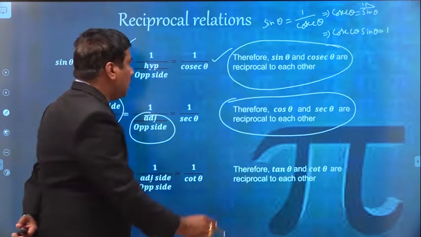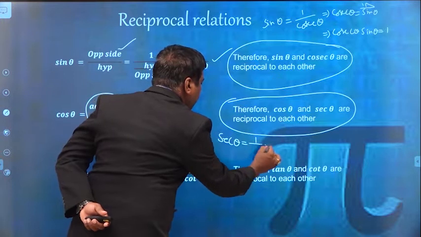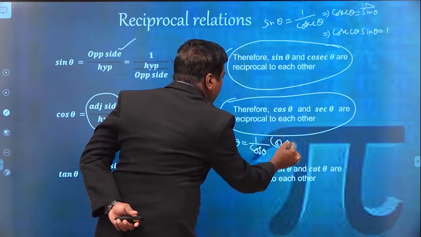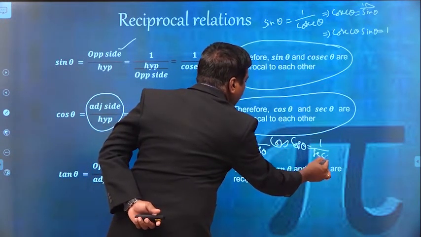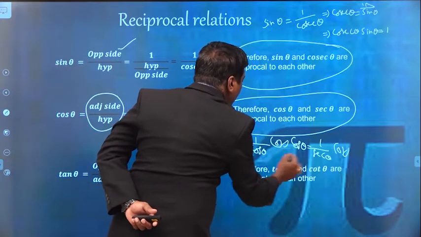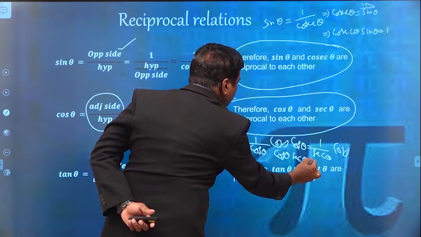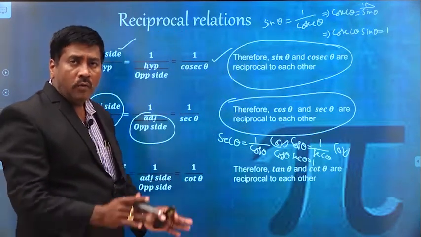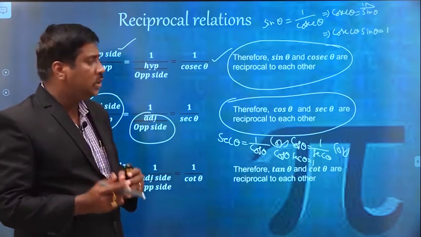The meaning of this is that secant theta is 1 by cos theta, or simply cos theta is equal to 1 by secant theta. So cos theta into secant theta is equal to 1. That means the multiplication of those two ratios is equal to 1. Therefore, those two ratios are reciprocals of each other.